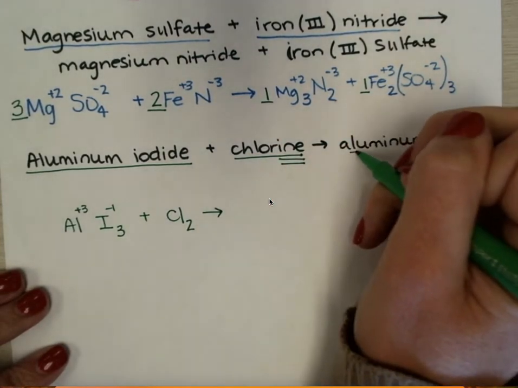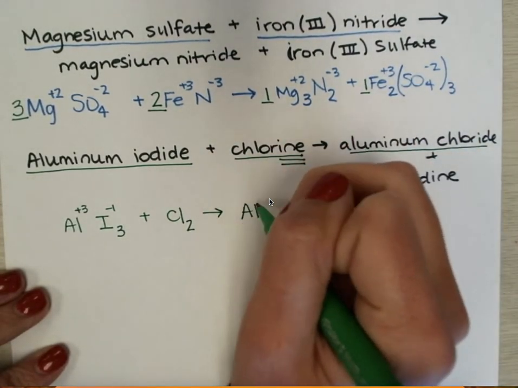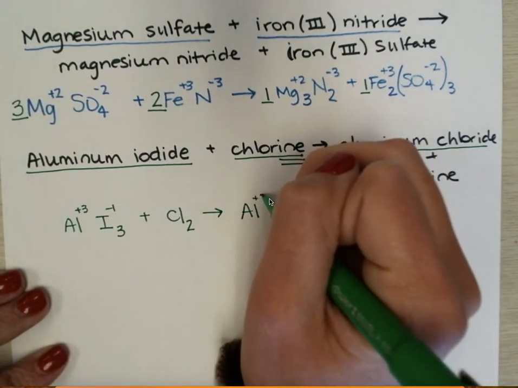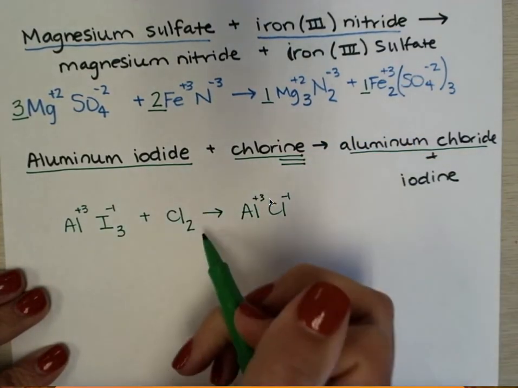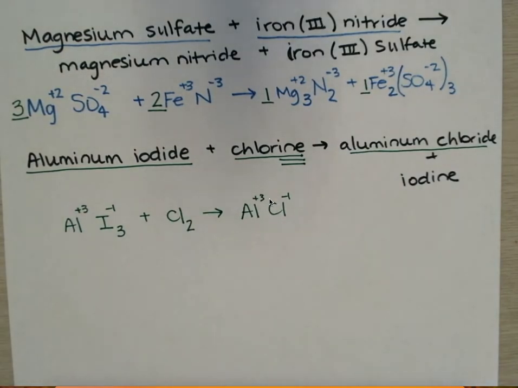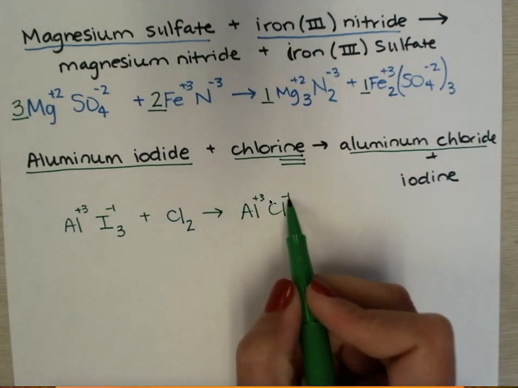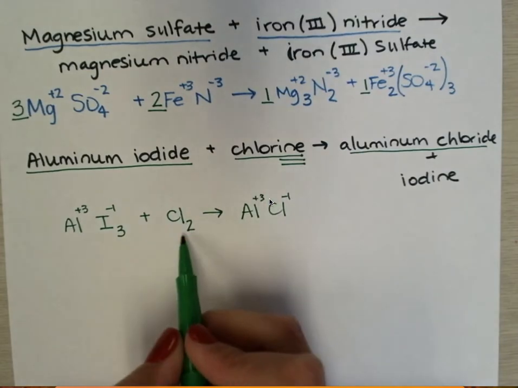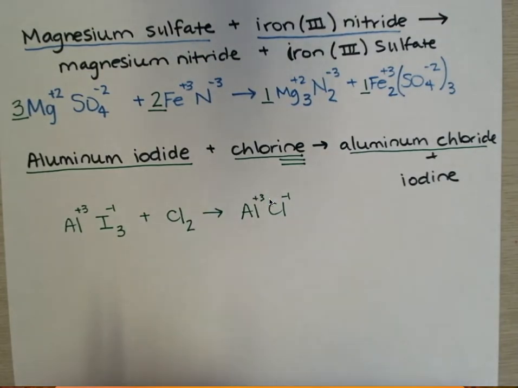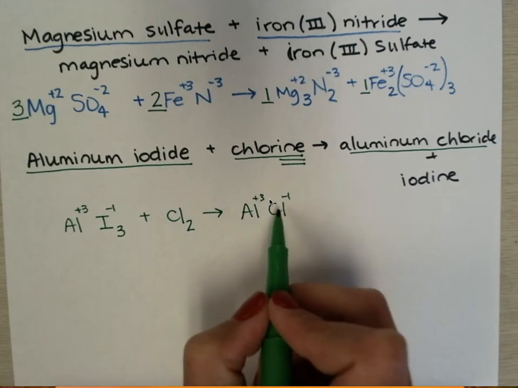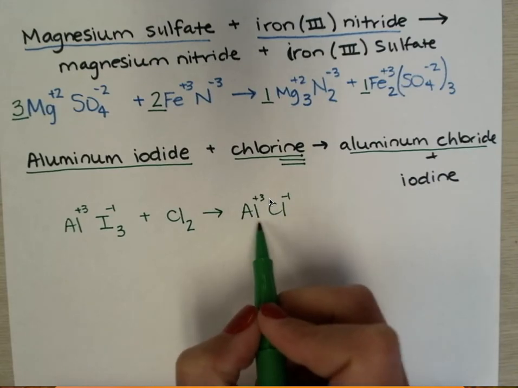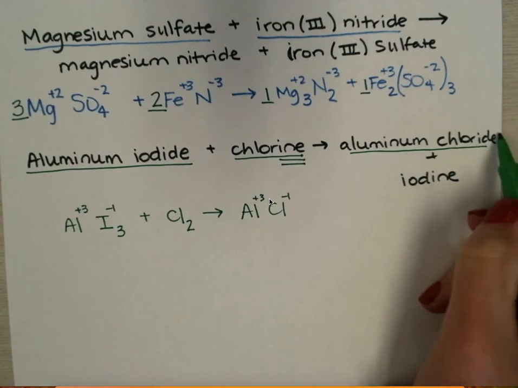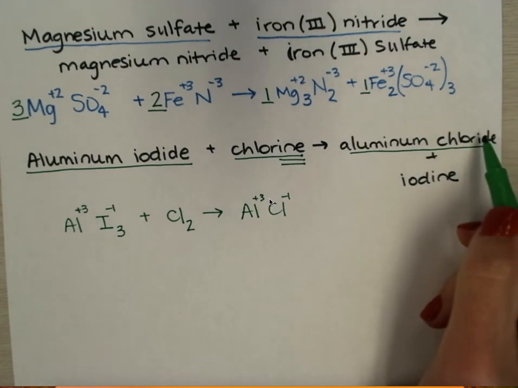That's going to produce aluminum chloride. Al still has a +3. Chloride has a -1. Remember that diatomics are only diatomic when they are alone. This is not alone. It ends in "ide," so this is chlorine with a -1 charge. Chlorine by itself gets a 2. Here, this chlorine satisfied its octet by taking electrons from aluminum, so its ending changes. It is no longer diatomic.